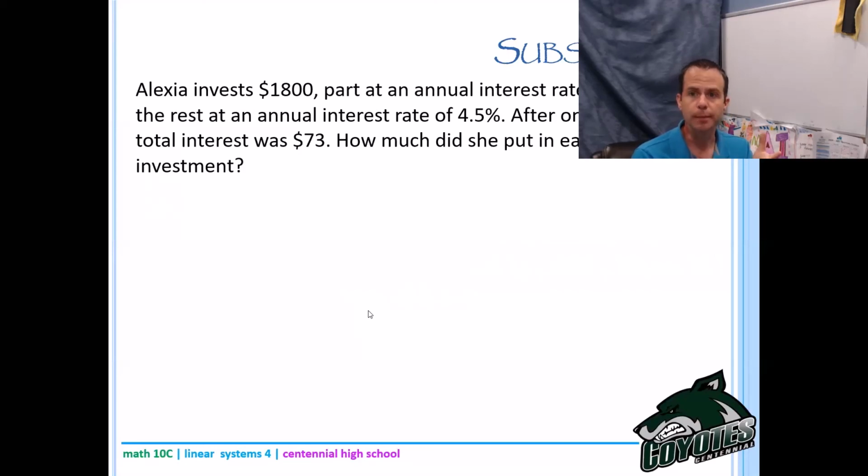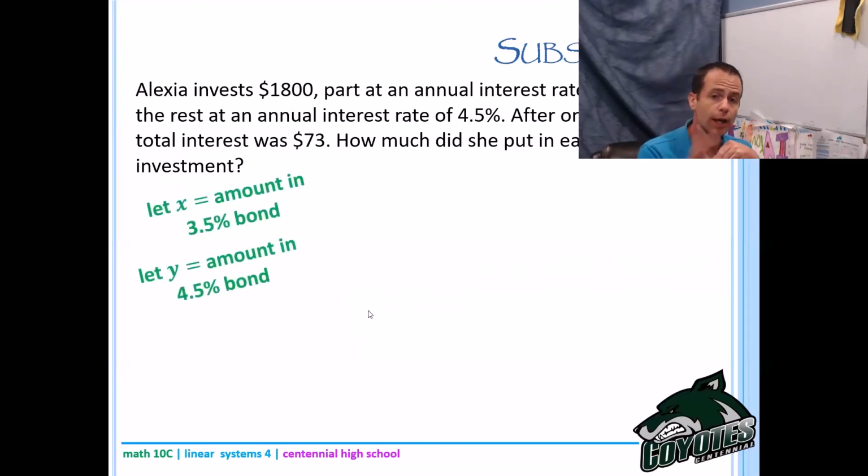So what are we talking about? Well, we're talking about the amount of money I put in one investment versus the amount of money I put in the other investment. So that's where my X and Y are going to come from. I'm going to call X the amount in the 3.5% bond, and I'm going to call Y the amount in the 4.5% bond.